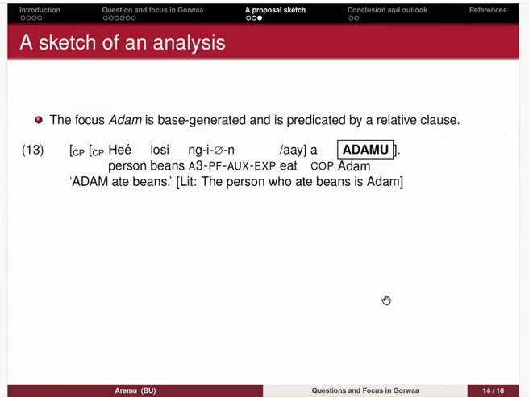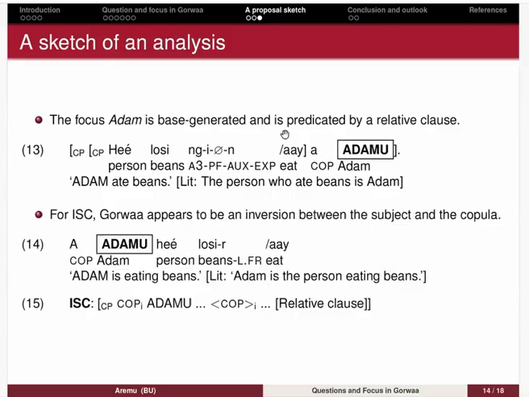So bringing this idea to Gorwaa, all right. In 13, this is a subject focus construction. So the focus, I assume, is base generated in this position. And then what you have is this first CP, the relative clause, followed by the copula, and then you have the focus, and then everything is a CP, right?